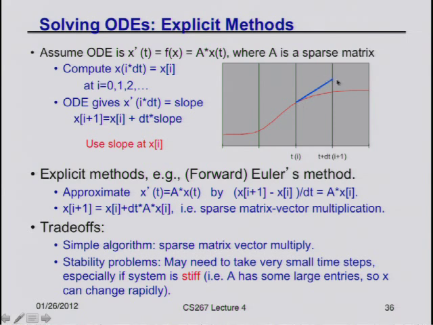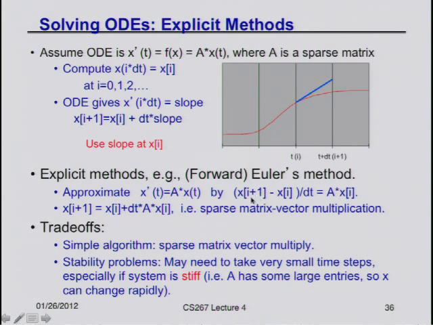So all I'm going to do is move along that straight line until I get to the next point. That is a classical method called forward Euler. And so what I'm going to do is, here's my approximate derivative. This is x dot at x sub i, and that's going to equal the slope at this point, x sub i.